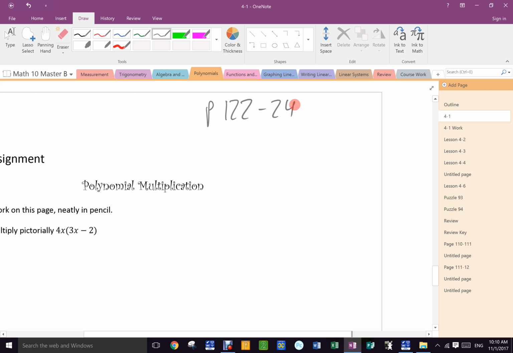Because there are some that are going to trick you. You're going to do some of them wrong because you all say, I get it, I get it, I get it. But you don't. Okay? So tonight you're working on this. And then on Thursday, we're doing page 122 to 124. We're going to finish them Thursday.